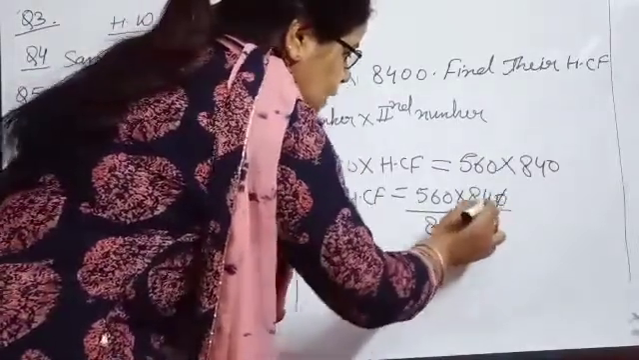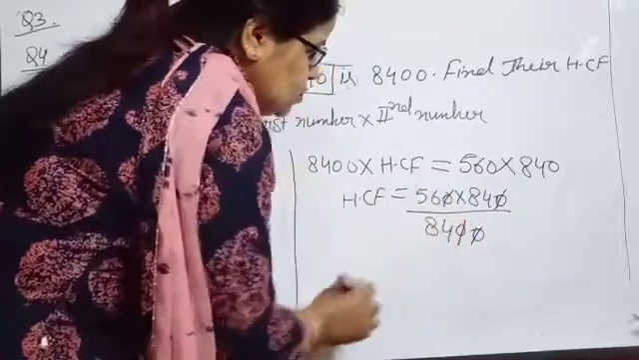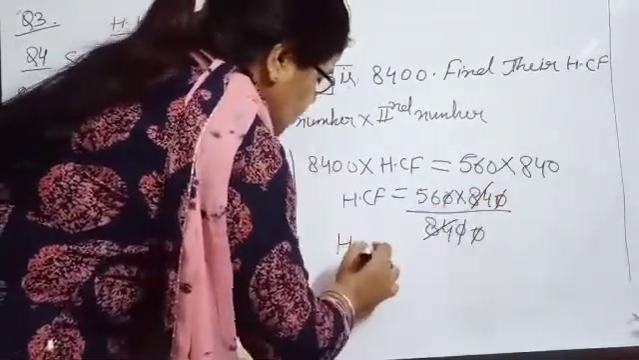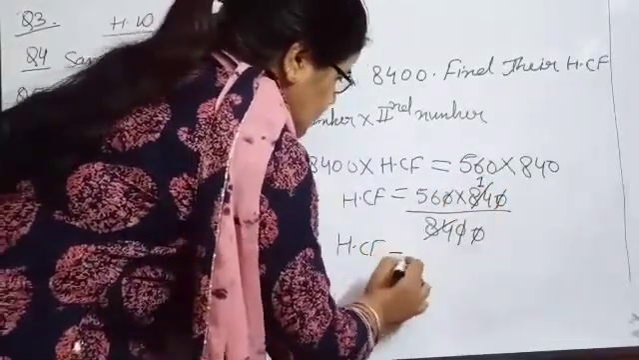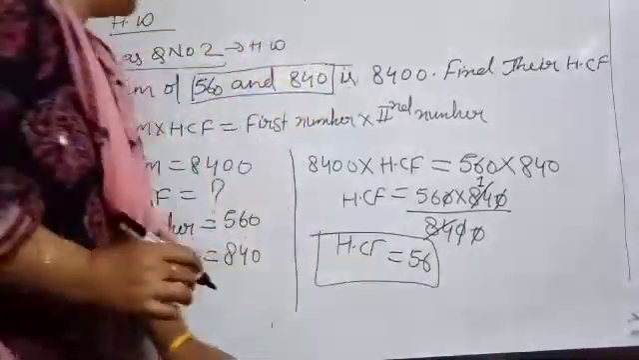Now this 0 will be cancelled by this 0 and this 0 will be cancelled by this 0. You can see that 84 is cancelled by 84. So what will be the value of SCF? 84 ones are 84. So what will be the SCF? SCF will be 56. So in this way you can complete this question also.